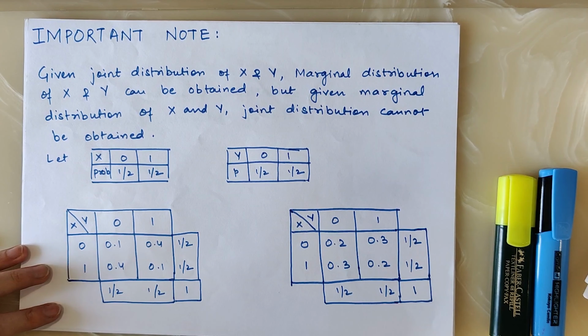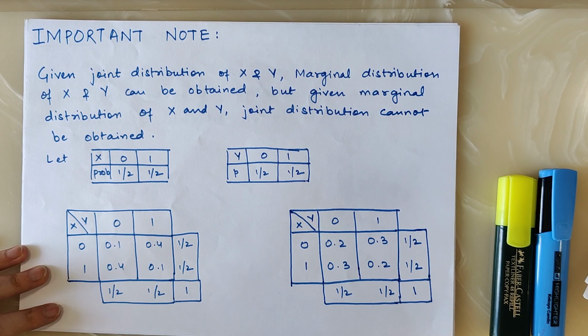Now there is one important note. The important note is that given the joint distribution of x and y, the marginal distributions of x and y can be obtained, like we have seen in the previous part. But given the marginal distributions of x and y, the joint distribution cannot be obtained.